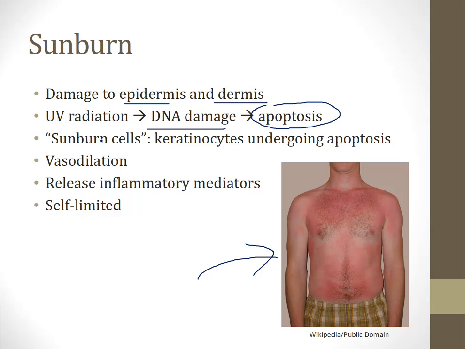You can see under the microscope sunburn cells. These are keratinocytes that are actually undergoing apoptosis. They're characteristic of sunburn. In addition, there's vasodilation. This is some of what leads to the warmth and the redness. There's also release of inflammatory mediators. And as you may know, if you've ever had a sunburn, this is self-limited. It usually goes away in a day or so.